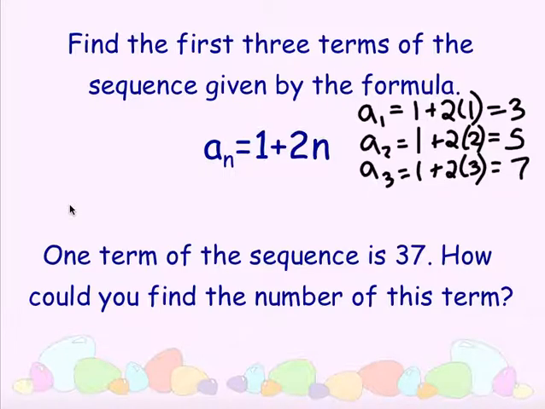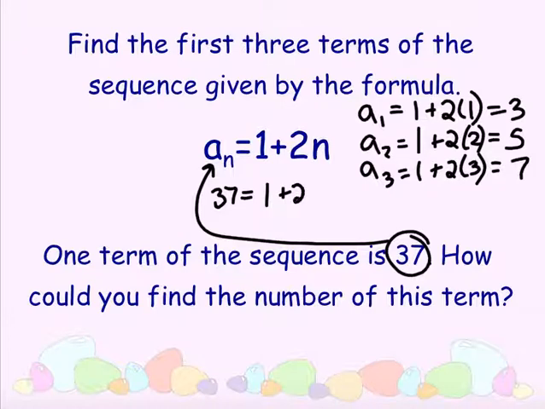Okay, now what if I know that one of the terms in the sequence is 37? How do you find which position it's in? Well, my a sub n gives me the value of a certain position. So I'm going to take this 37 and plug it in right here so that I have 37 is equal to 1 plus 2 times a certain position. So I can work backwards, subtracting 1 and get 36 is equal to 2n. So n must be equal to 18. This must be in the 18th position.